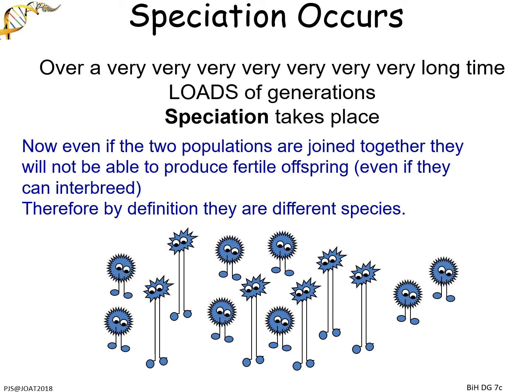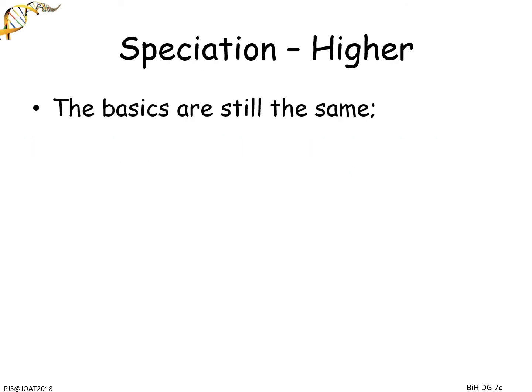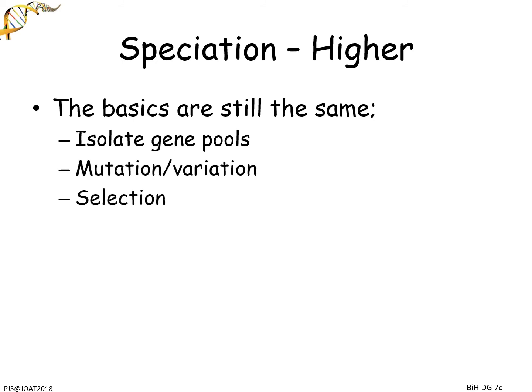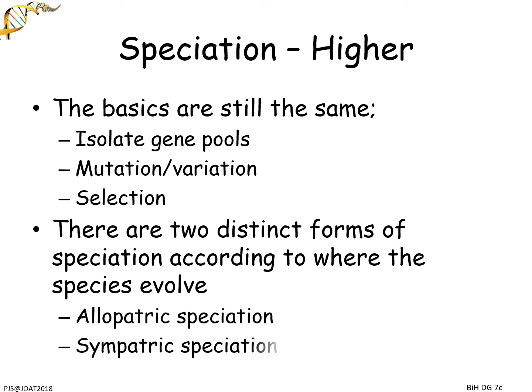And that's about it. So basics are still the same, and this is all right. Okay, we have isolation, we have mutation and variation, and then we get selection to cause the speciation event. But there are two specific forms of speciation that you need to be able to define for higher, and this is allopatric speciation and sympatric speciation. They're just big words that you need to know.